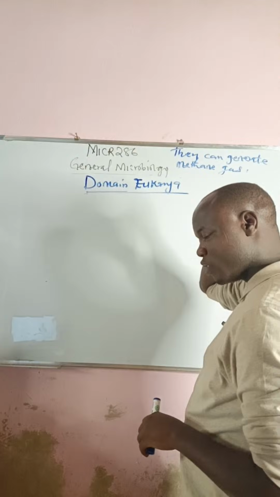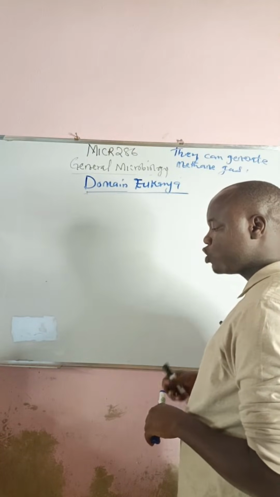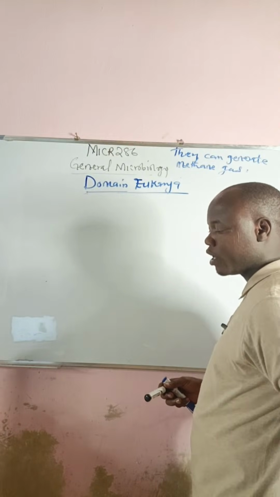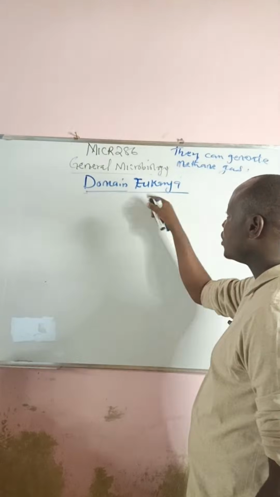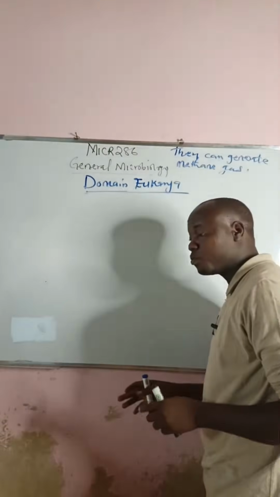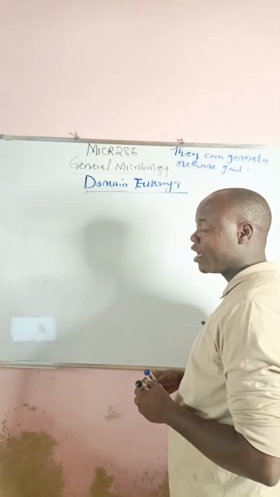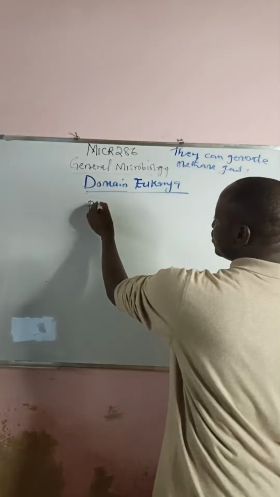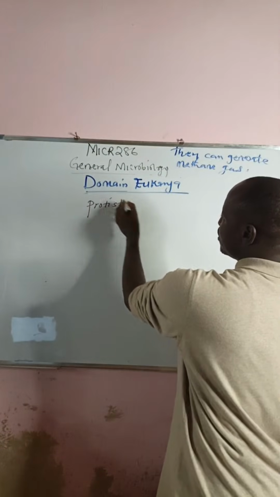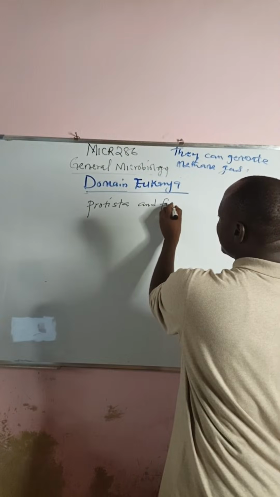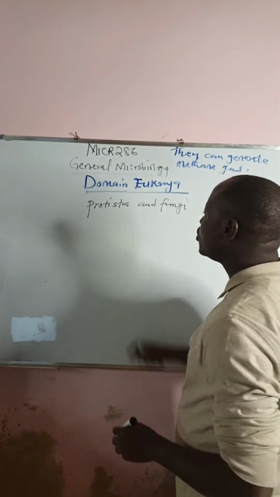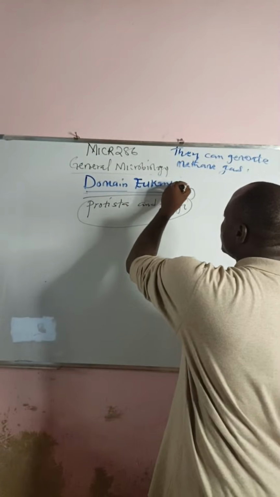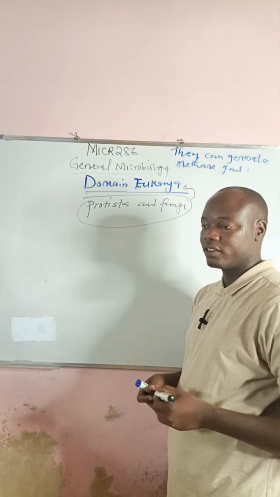So the next thing is the domain eukarya. The major groups of microorganisms in this domain eukarya are protista and fungi. These are the two major groups of microorganisms that are found in the domain eukarya.